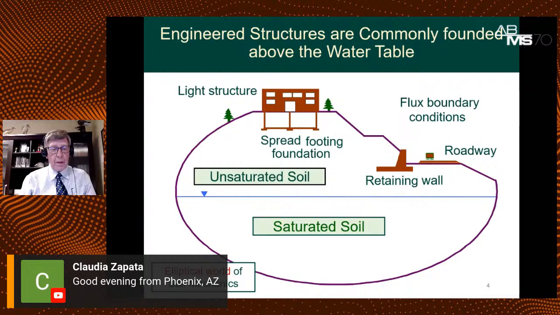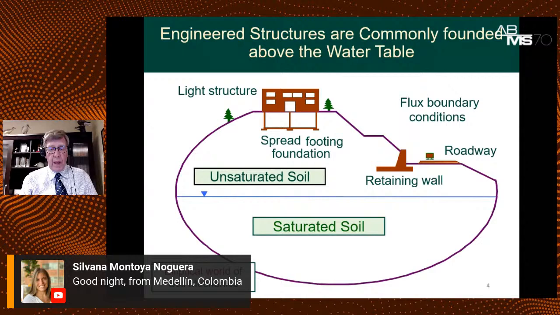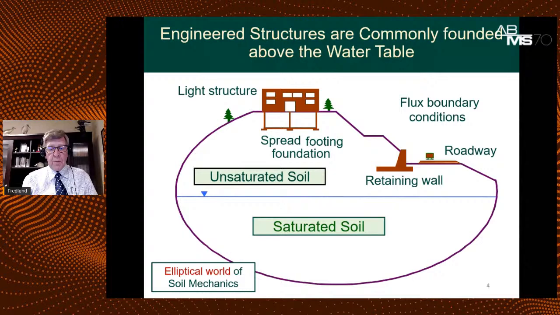I would like us to visualize an elliptical world of soil mechanics with a phreatic line through the middle of the ellipse. One half of my world is above the phreatic line and one half is below the phreatic line. That sounds fair to me. I'm only asking for one half the world. Most of the built infrastructure in the world is founded on soils located above the water table in the unsaturated soil zone.